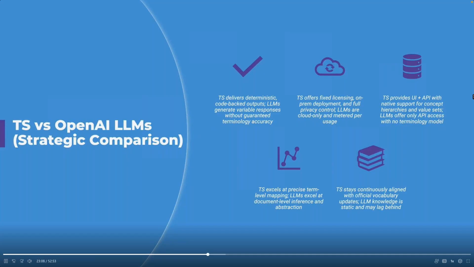TS excels at precise term-level mapping, whereas LLMs excel at document-level inference and abstraction. This is where the two tools complement each other. TS is the right choice when you need to map a single term or phrase to an exact code. It does not try to interpret a broader context on purpose, but we can still do it with our context-based searches, which I'll show you.